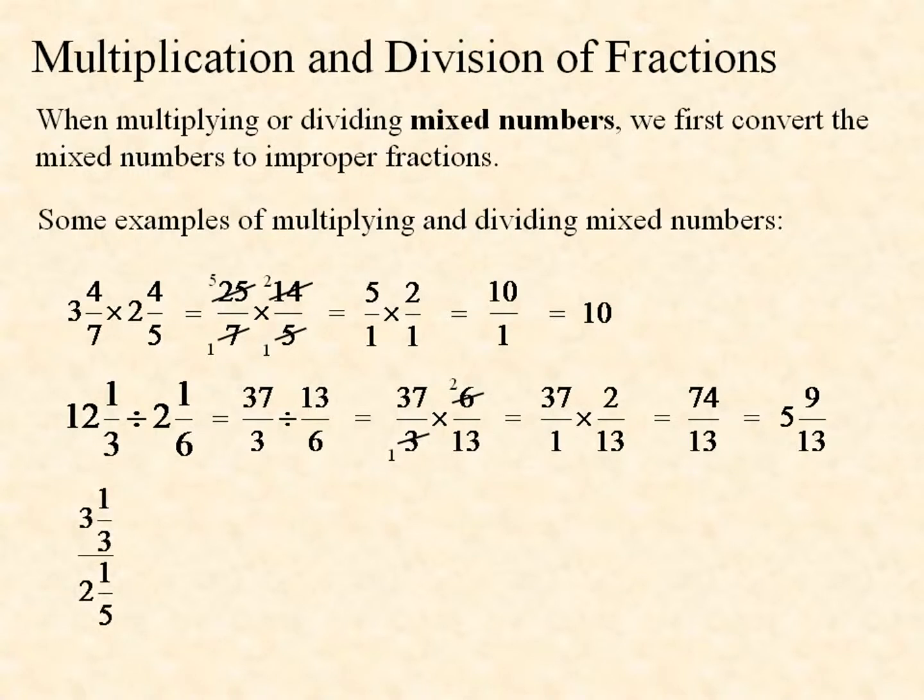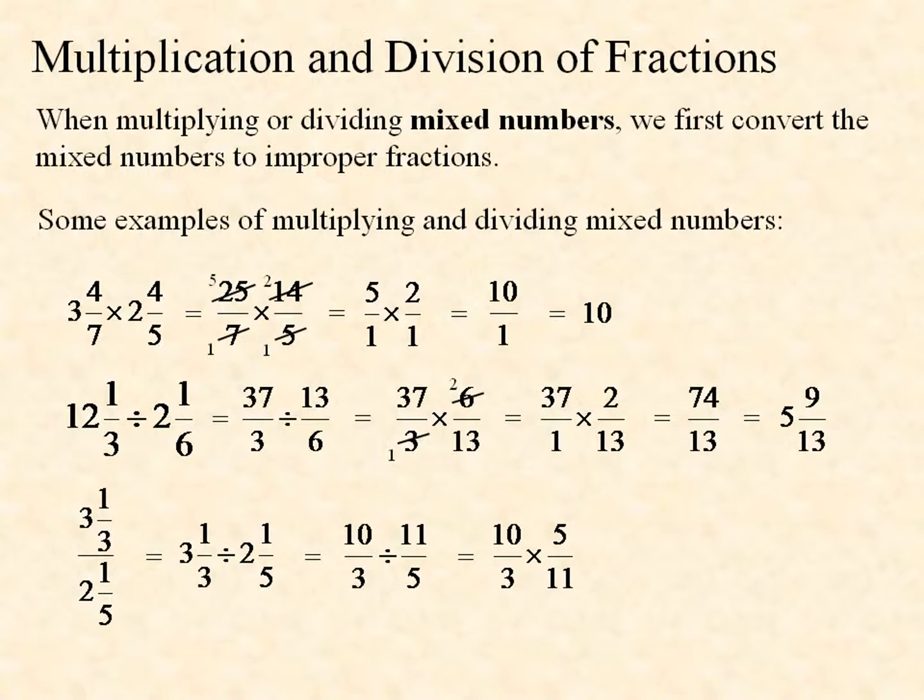For our third example, we have 3 and a third over 2 and a fifth. Over means divided by. So we have 3 and a third divided by 2 and a fifth. Well, 3 and a third is 10 thirds because 3 times 3 is 9, and then add 1, that gives 10. And 2 and a fifth is 11 fifths because 5 times 2 is 10 plus 1 is 11. So we have 10 thirds divided by 11 fifths.